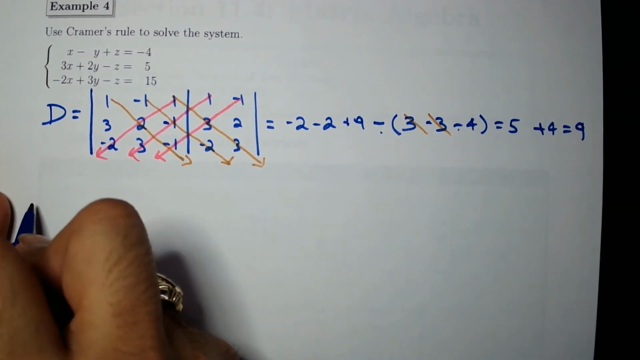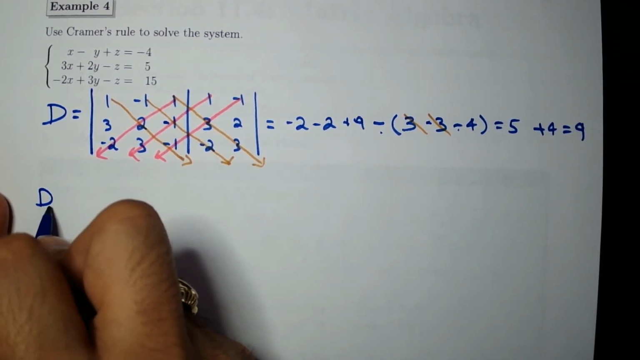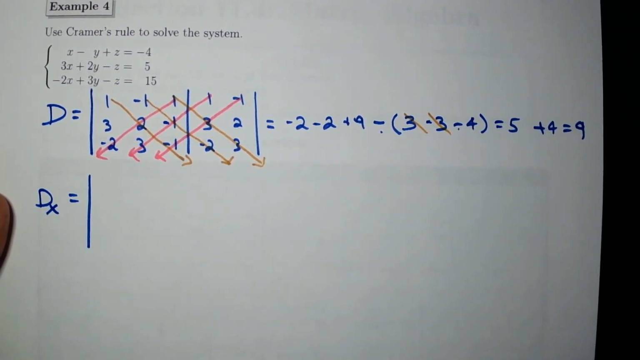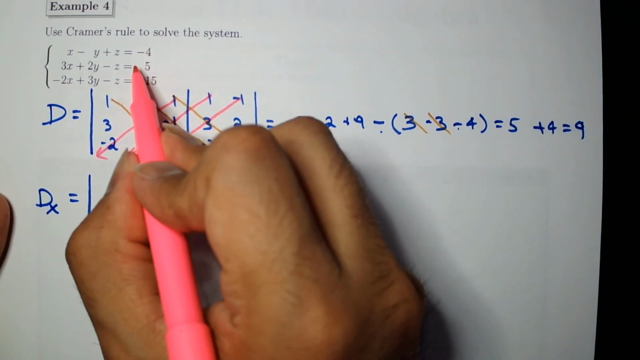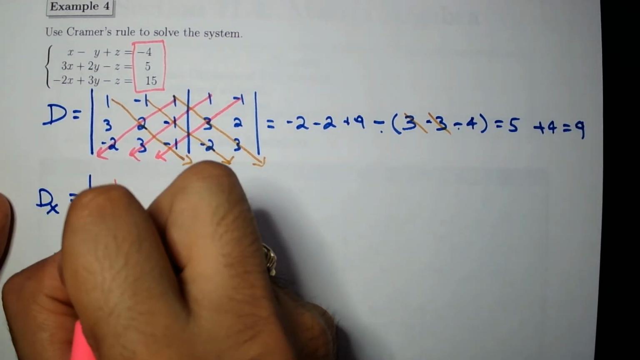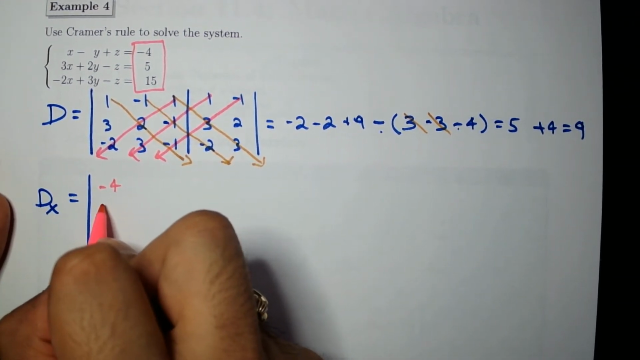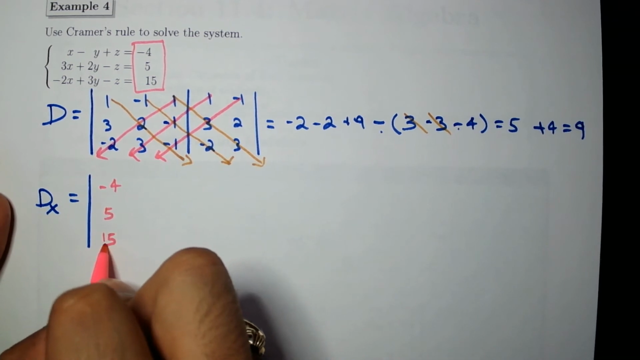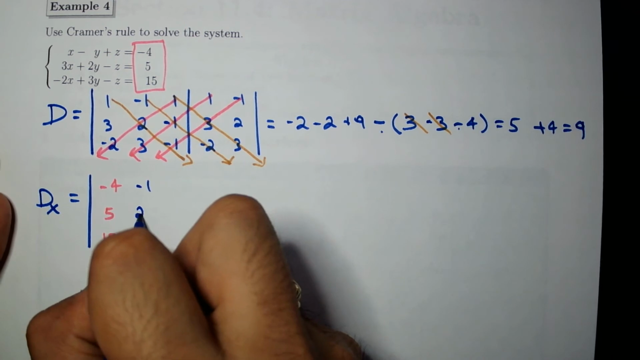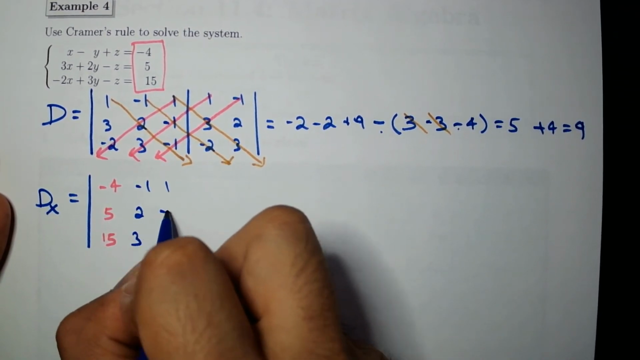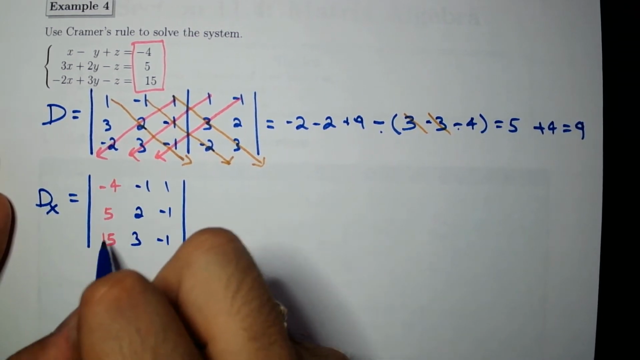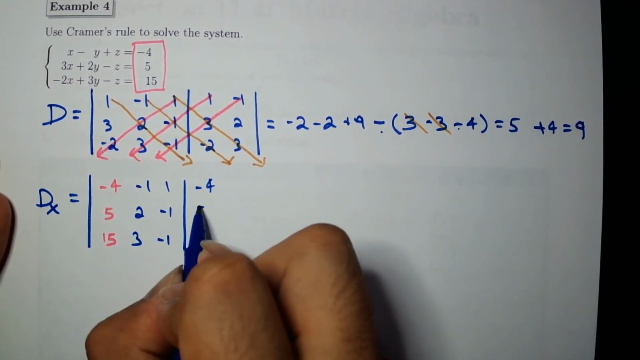The second result will come from d sub x. For d sub x, I'm going to replace the coefficients of x with those that are the constant terms. That is negative 4, 5, 15. And then the other columns remain the same. Negative 1, 2, 3, 1, negative 1, negative 1. So we're going to use the trick again by repeating the first two columns to do this quicker.